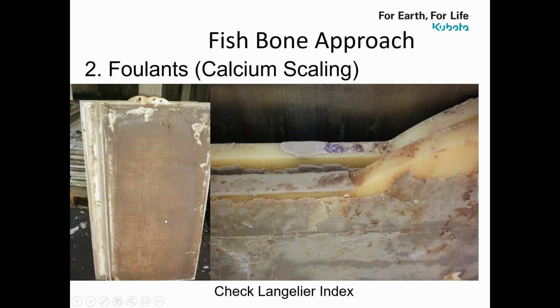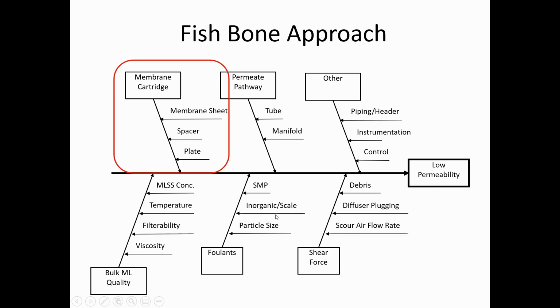Inorganic fouling material like calcium can scale the surface of the membrane. This is a pretty bad plant, but it's another material that can cause high TMP and low permeability. You just need to do the acid cleaning if you have that. So sometimes we'll check the membrane cartridge itself.